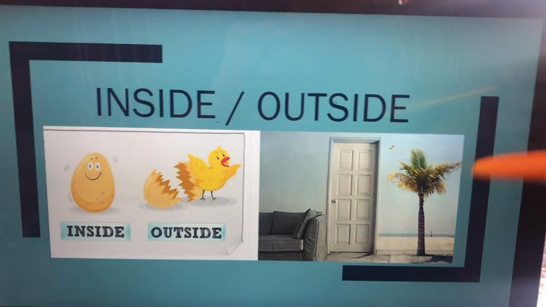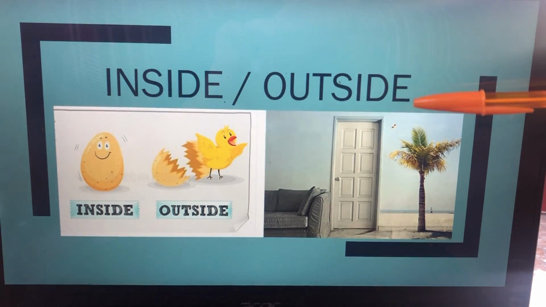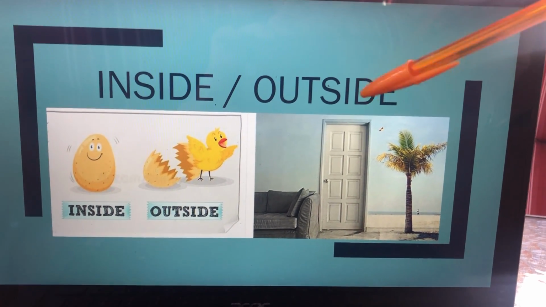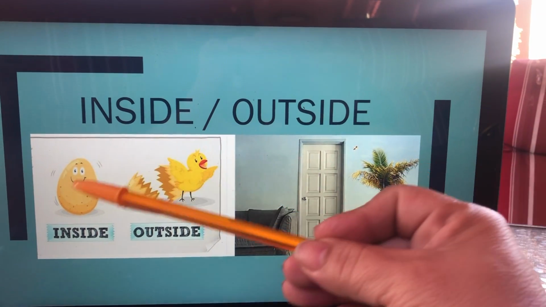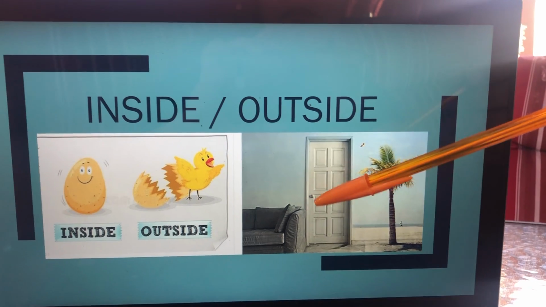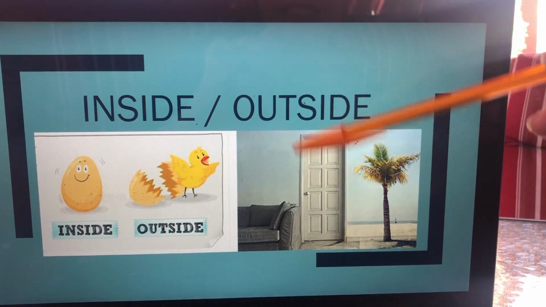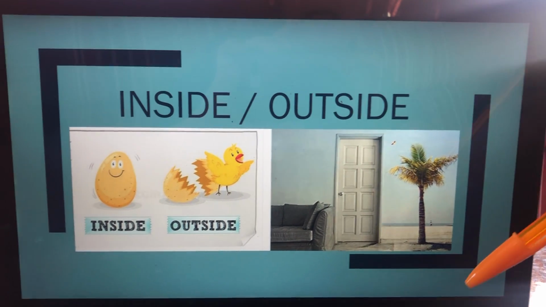Then we have here the words inside, outside, meaning, for example, cadets right now are outside Escuela Politécnica. He is inside the house, right? That is the meaning. For example, right now we are inside our houses, right?